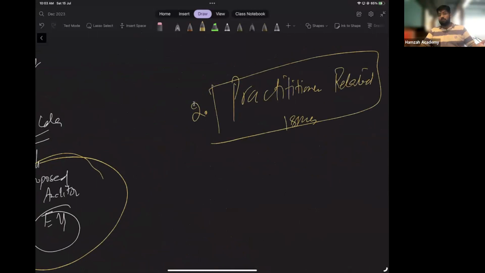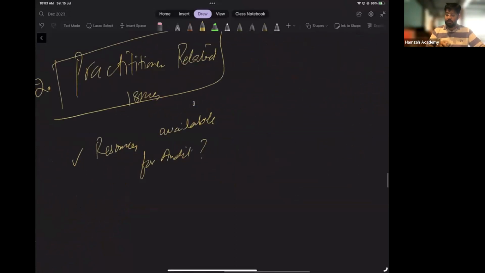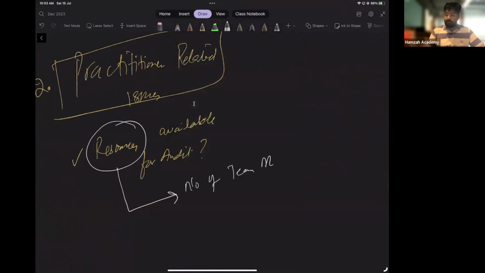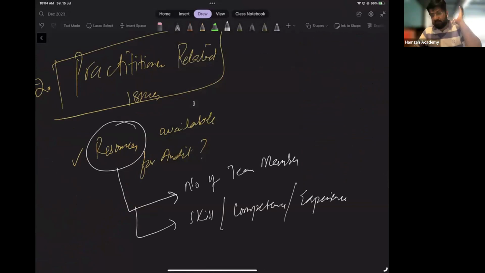So what will the auditor do? Now, we are satisfied with them, but what about us? Do we have resources to audit this company? What is meant by resources? Available for audit. Resources means number of team members, skill, competence, experience of the relevant industry, that type of company. Do we have resources? If we don't have enough team members, how can we audit?